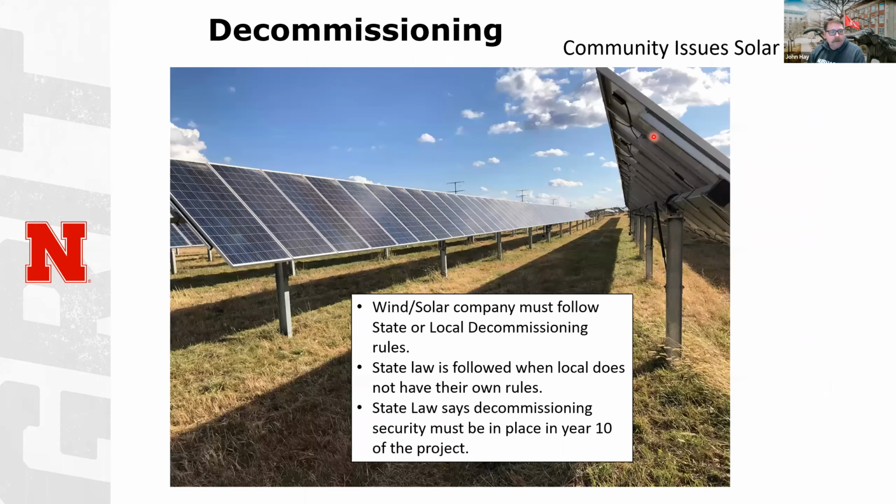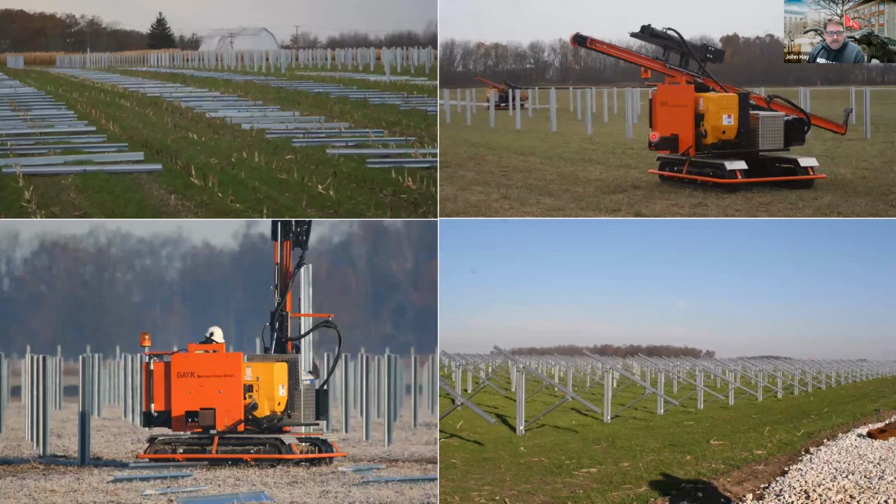For decommissioning, the state law is the same as for wind, which is that we follow county rules unless there are none, in which case the state law kicks in. One good piece of solar is that there's no concrete in the ground. They simply take these I-beams and drive them into the ground very precisely, both in location and depth. So theoretically, if we take those out at some point in the future, a machine just pulls them out, and you don't leave any concrete in the ground. And so that's a good piece of solar.